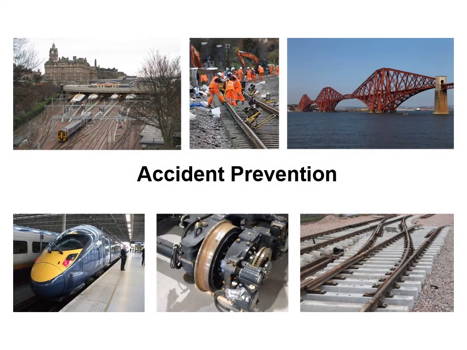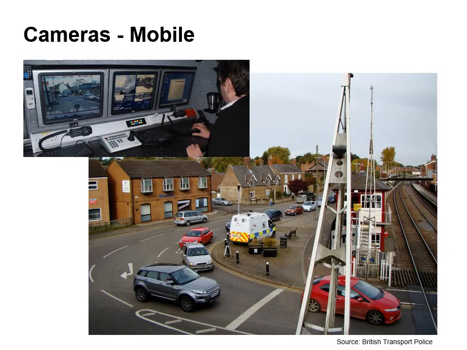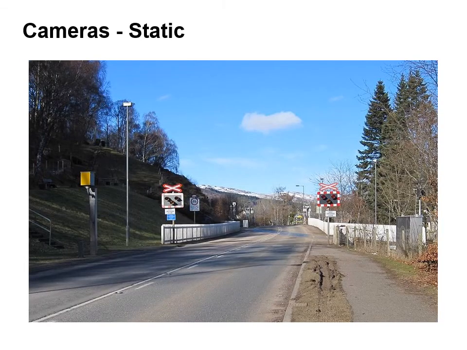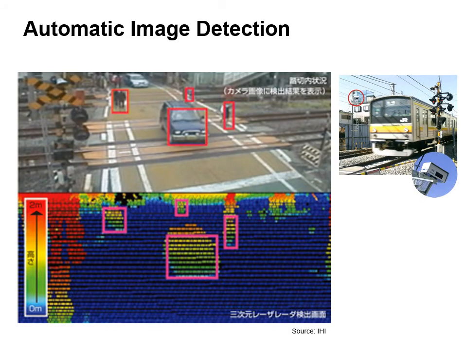So how do we prevent accidents at level crossings? In some cases we put cameras in vans near level crossings to observe behaviour. Or we can install static cameras that we see at red lights in the cities. We can also consider automatic image detection. Here you can see a camera identifying the car and the pedestrians walking across the track.